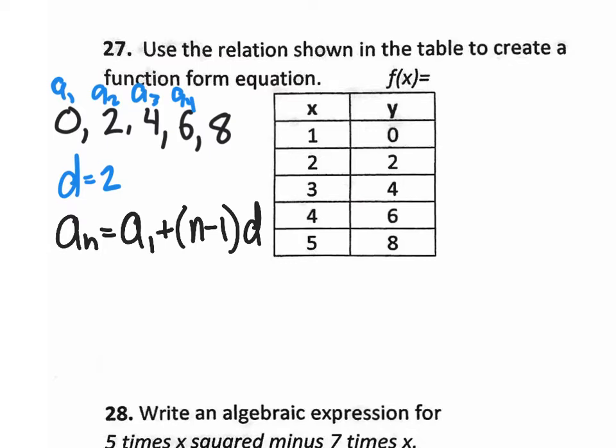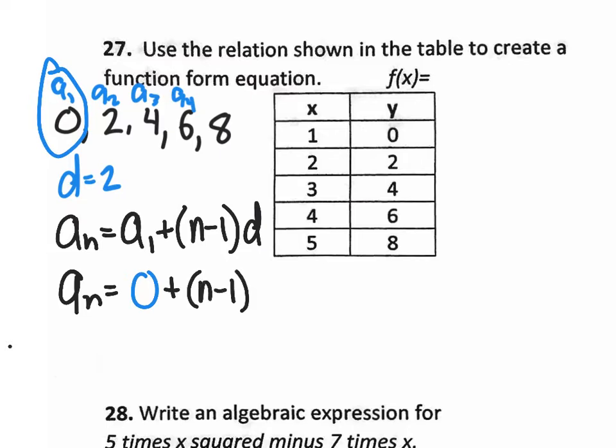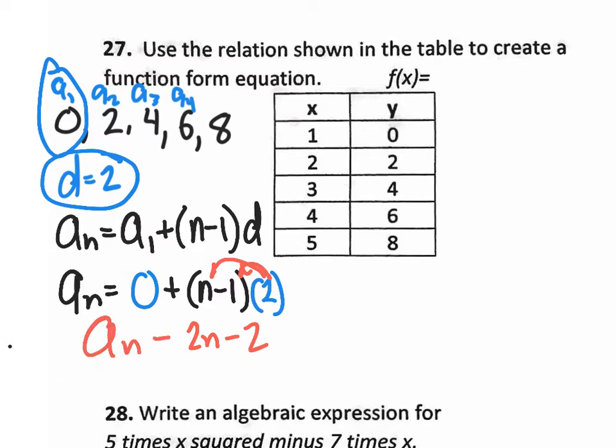Now, if we set it up this way, we know that the a sub nth rule is a sub 1, which is what? What's a sub 1? 0, right? So 0, and then plus parenthesis n minus 1 times a common difference d. And what's our common difference? 2. So you put a 2 right here, and you know you're multiplying. So in order to write this as a function form equation, you want to simplify it, right? So 2 times n is 2n, and 2 times negative 1 is negative 2, and the plus 0 in the front disappears because adding 0 doesn't change anything. So what we really have is a sub n equals 2n minus 2, and that's really a function form equation.